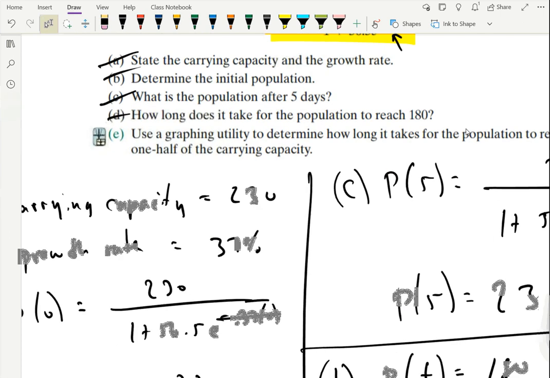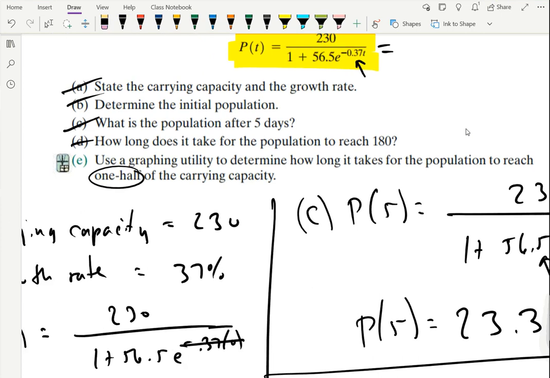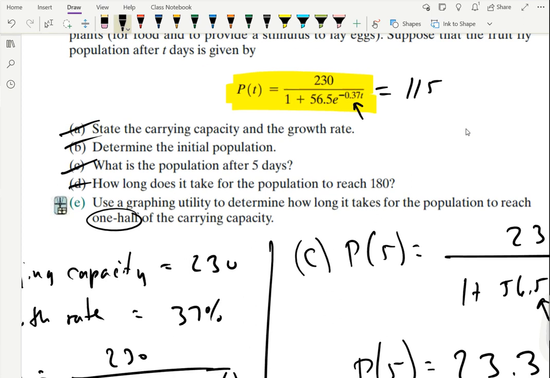So that was letter D. Let's take a look at letter E. Use a graphing utility to determine how long it takes for the population to reach 1/2 of the carrying capacity. So we want to figure out when this equals, let's see, our carrying capacity was 230. So half of that would be 115.